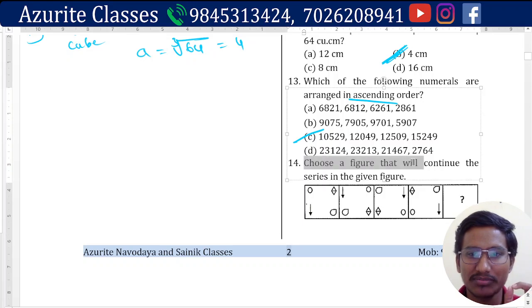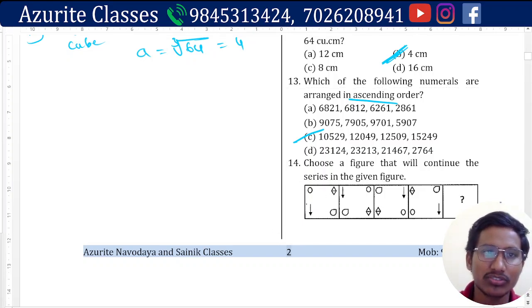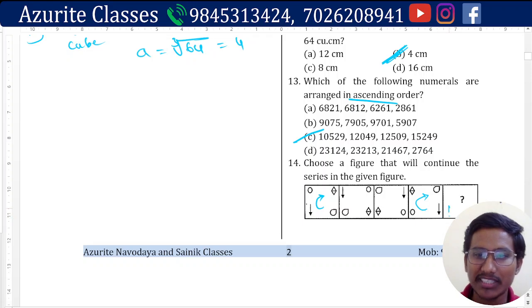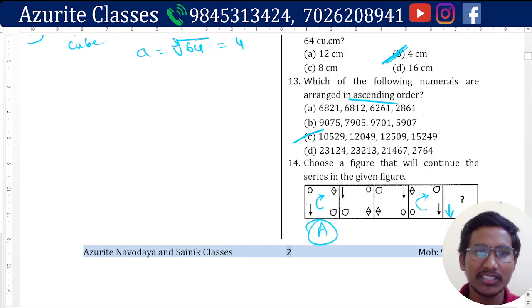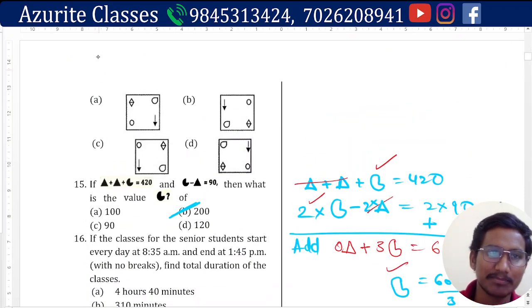Now the 14th question: choose the figure that will continue the series. If you see what is happening, this arrow is moving up, then this circle is coming here, then the diamond is coming here, and this shape is moving here. So it is moving in the anti-clockwise direction. If it moves anti-clockwise, the starting position will come, with the arrow below and then the diamond. So the arrow will be here, that is option C.